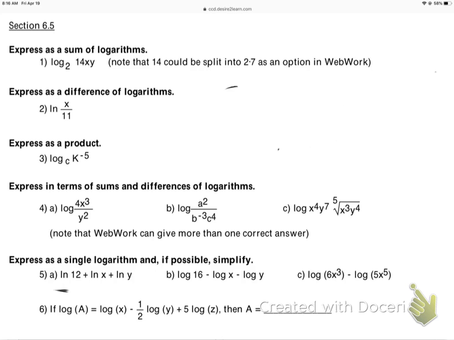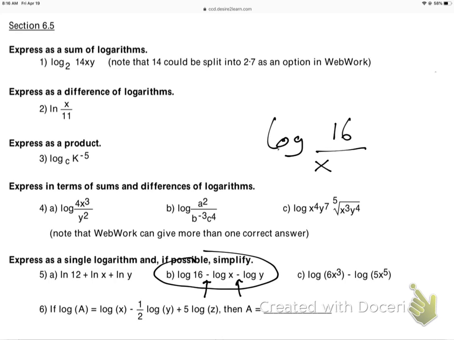Right, let's move on to the second one. This has some minuses in it, so there'll be some divisions. So this one here, I have a log of 16. That's a positive log. Now, a minus means it's come from a division. So the x is going to be on the denominator, and so is the y because of the minus. And that's what that is as a single log.